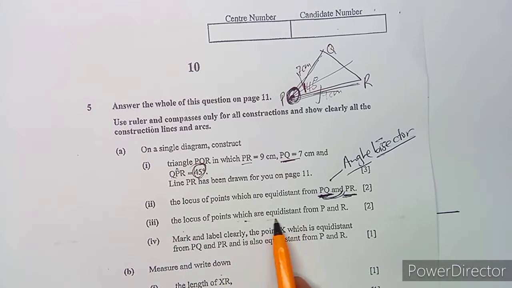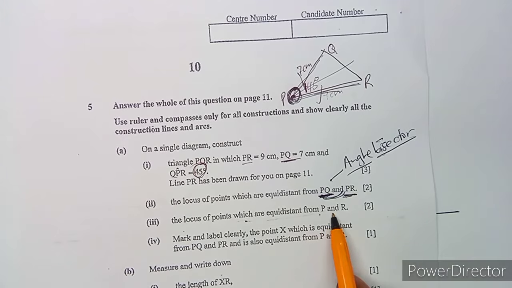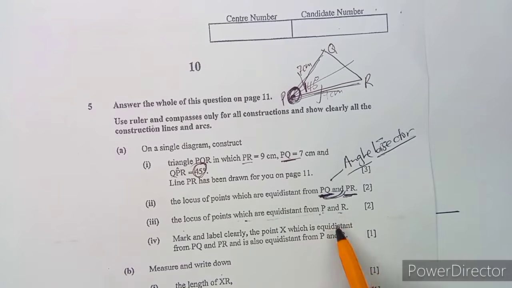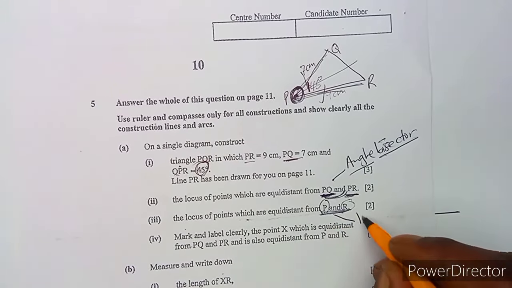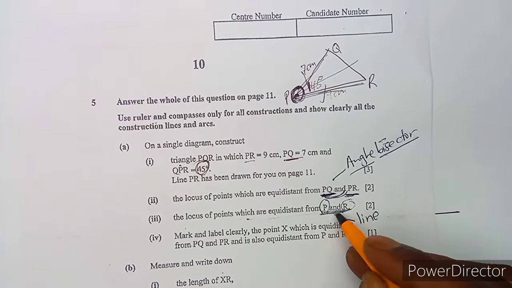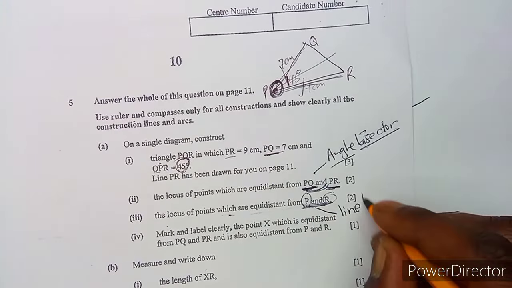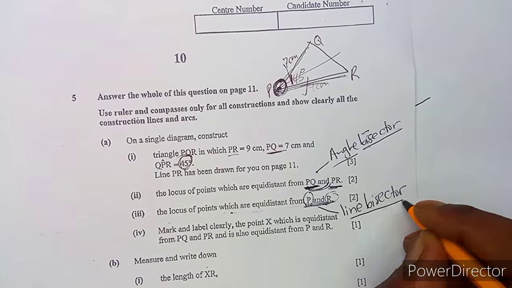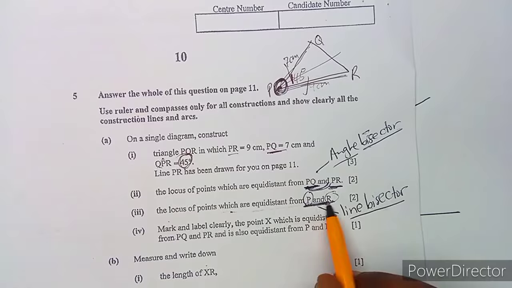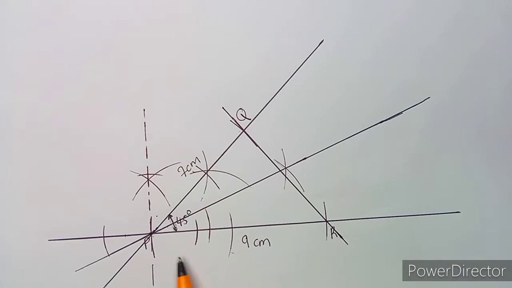All right, then another point is the locus of points which are equidistant from P and R. P is a point, R is a point. Remember this one, I told you that's a line bisector, because P and R form a line. So you bisect the line PR, that is from P to R. Here you bisect that line.